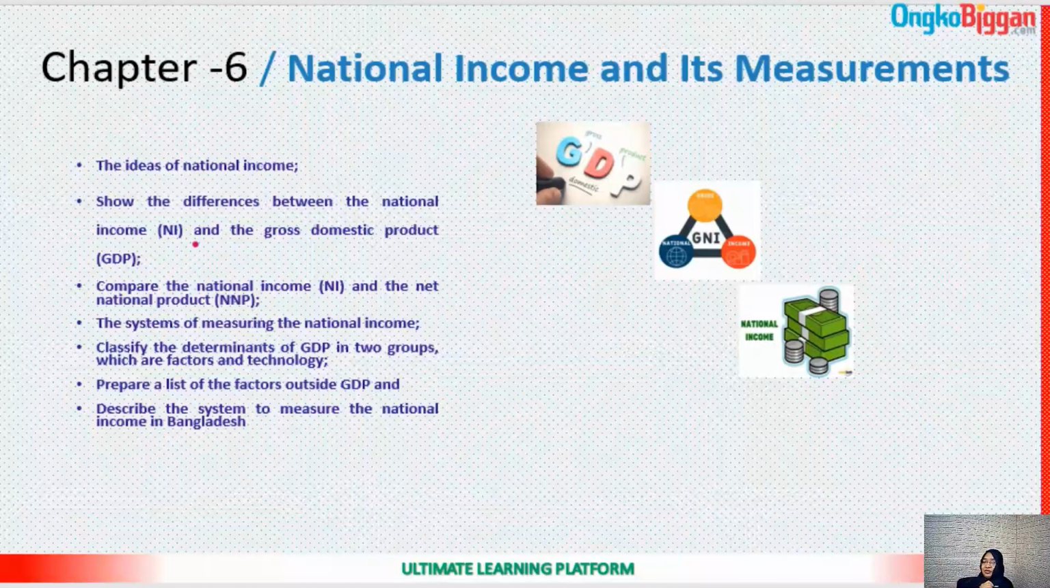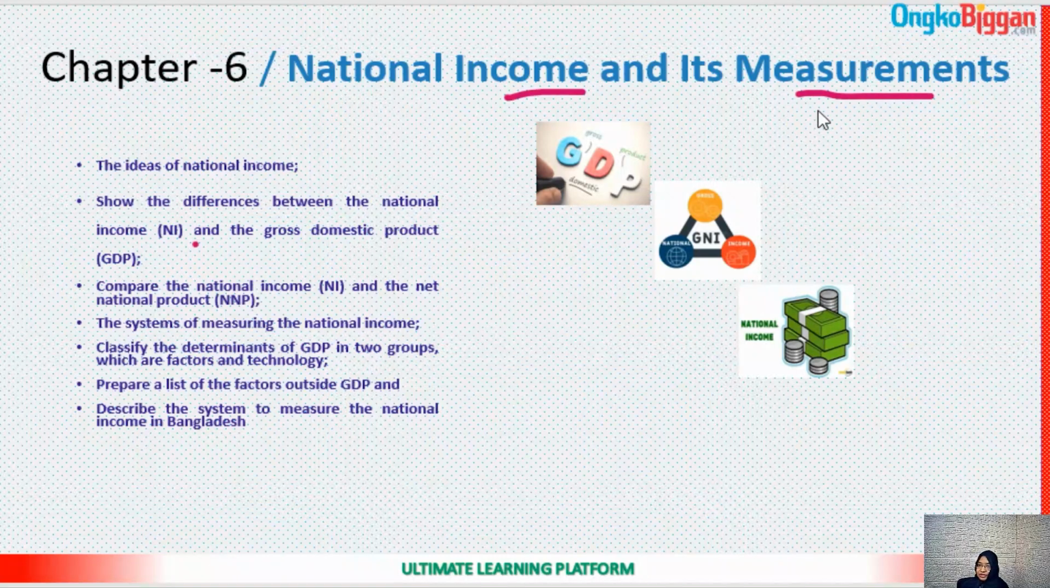Okay, students, let's start with chapter 6. In this chapter, we will learn about national income and its measurements: how to measure or calculate the national income. While we are reading about national income, there are some types of calculation, and we will learn about that. There are some fixed terms by the system of estimation, by the terms which are included and by the terms which are excluded.